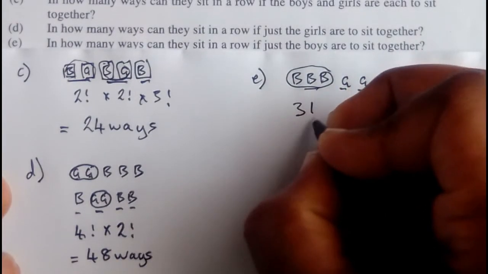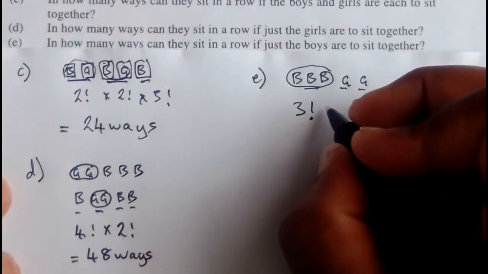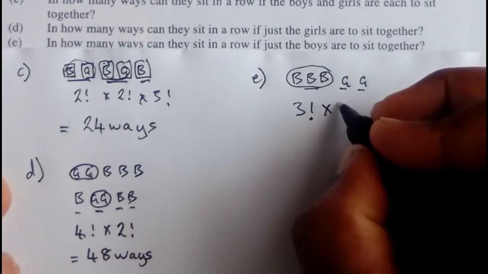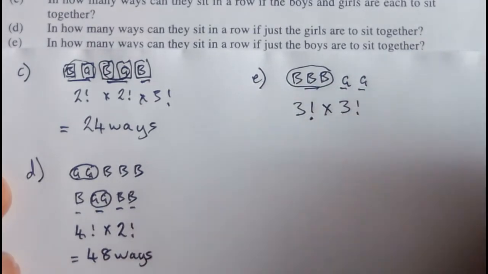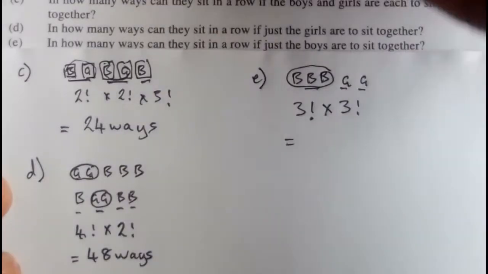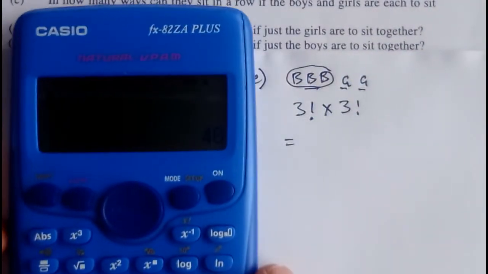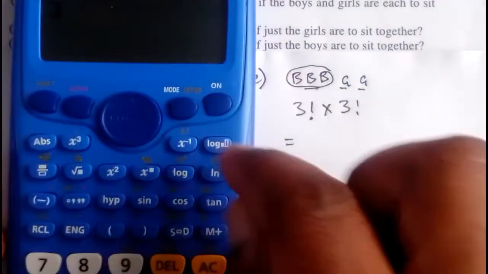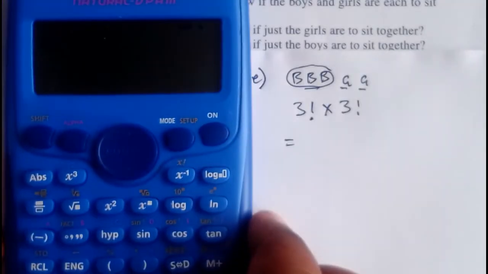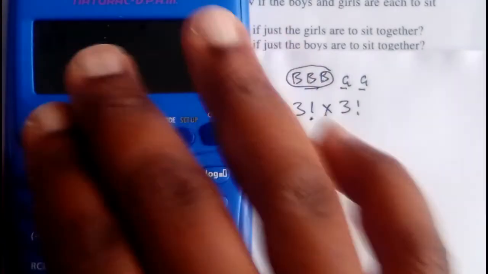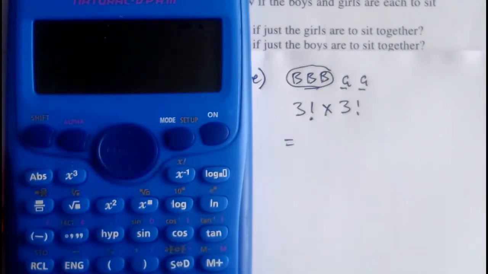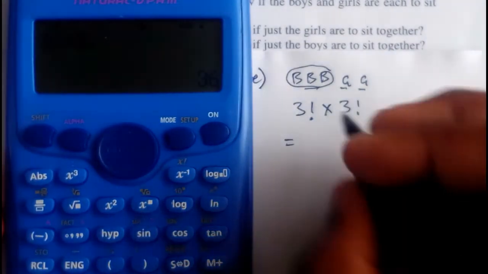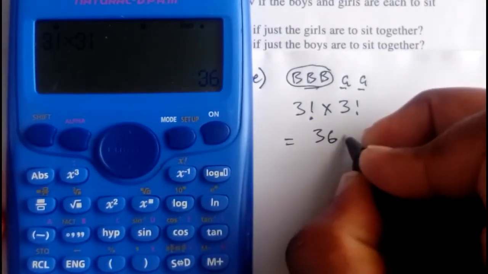So that's 3 factorial, meaning that's how they can be arranged. Okay, we got 3 boys, so these 3 boys inside can sit in any order. So that's another 3 factorial. And if we calculate that, this is what we get. Let me just put it there. 3 factorial, oh sorry, you must be able to see it here. I don't know how it's gonna work with the light, but let's try. That gives me 36 ways.